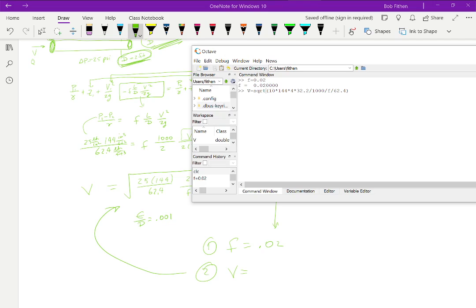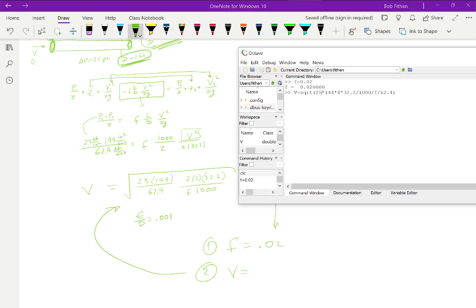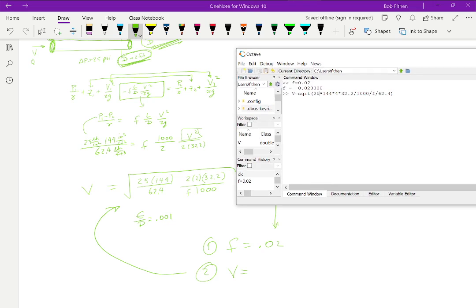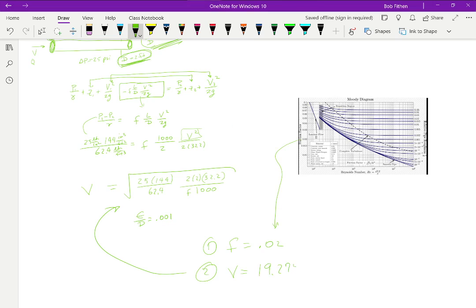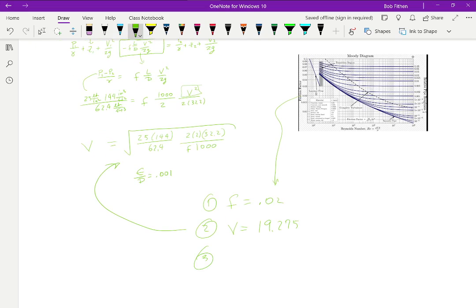I think I was writing this before, but I had 10 instead of 25. So now I have 25. Okay, let me make sure. I think I'm okay. So I get 19.275. The next thing I'm supposed to do is come up with a Reynolds number, rho, velocity, diameter over mu. In our case, this is water, 19.275. This will end up being feet per second. Diameter of 2, and mu of 2.34 e to the minus 5.